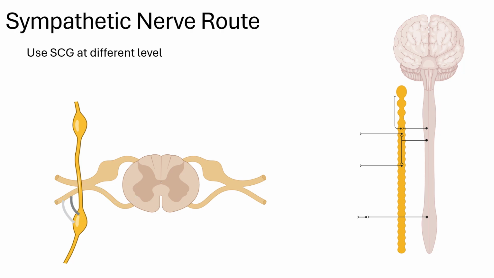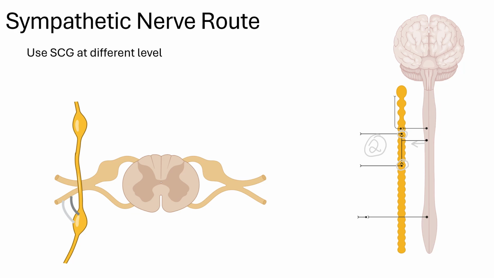The second location where the preganglionic and postganglionic fibers can synapse is using the sympathetic chain ganglia, but with the synapse occurring at a different level than the one in which it leaves the spinal cord. And this is pictured right here. This is the second way, and it's giving you the idea that this preganglionic neuron leaves, but then it can synapse at a higher or lower level. Let's try to draw this.